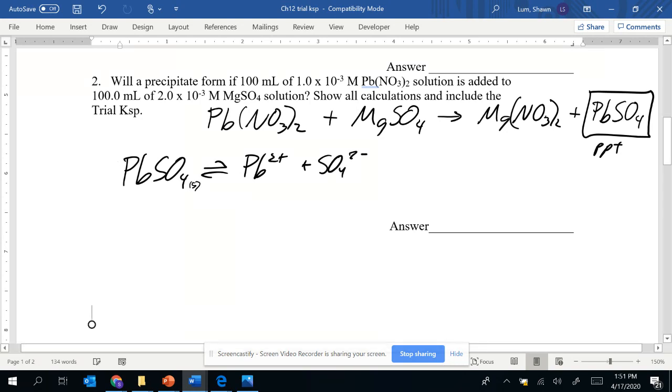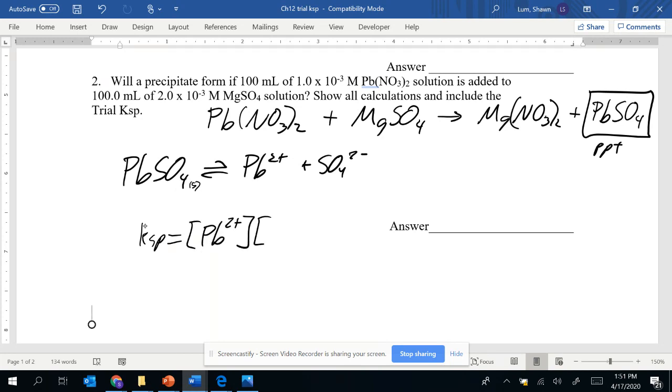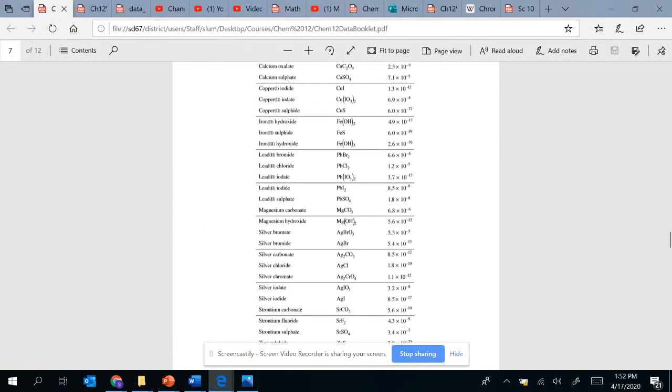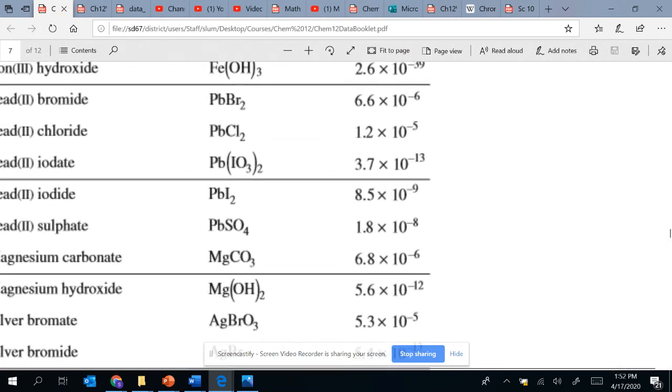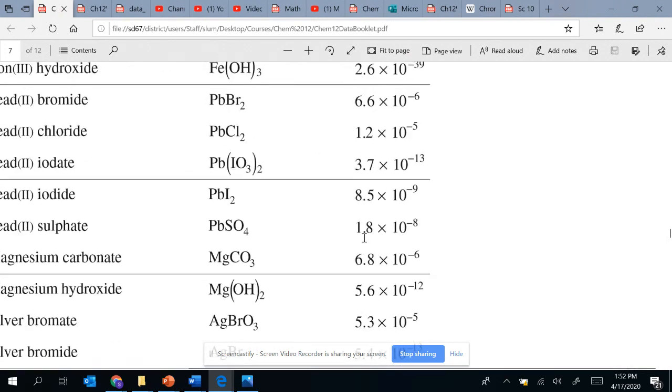Solid, aqueous, and aqueous. So now that I have my formula for my KSP expression, I can even write a KSP expression right here since it's just a 1-to-1-to-1 ratio. KSP is going to be equal to the concentration of Pb2+ times the concentration of SO4 2-. And if I'm now going to look up on my data booklet here, let's look it up together actually. So let's look up lead 2 sulfate, and we see that it is 1.8 times 10 to the negative 8.